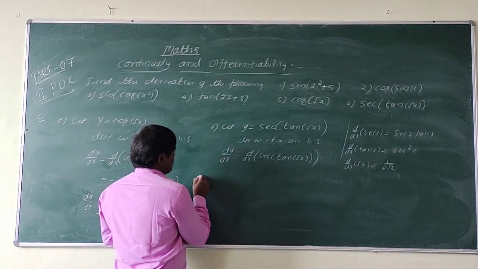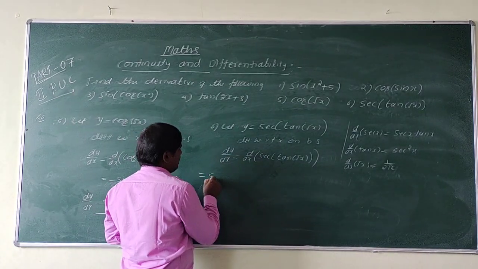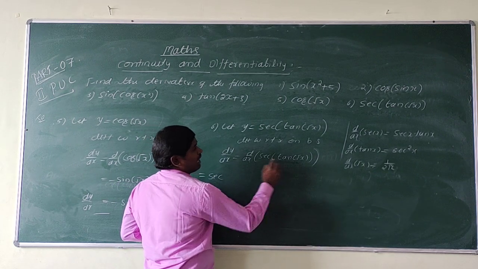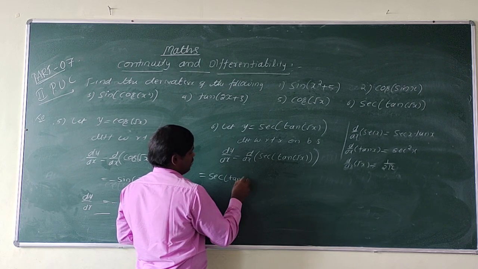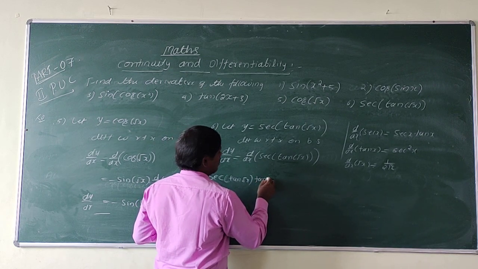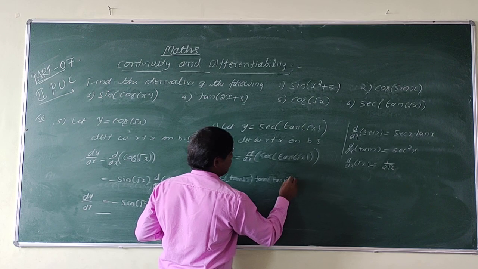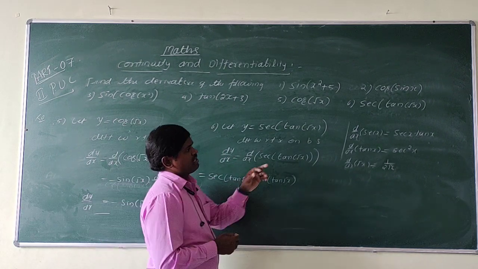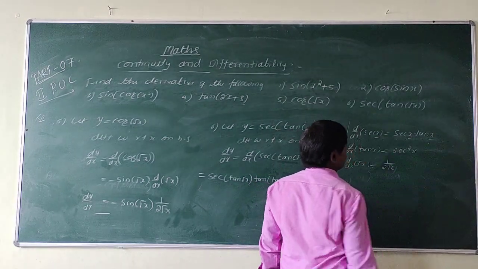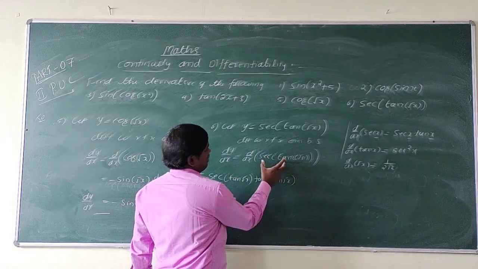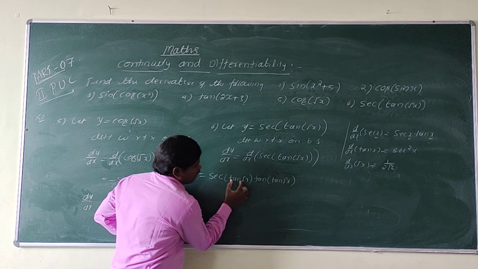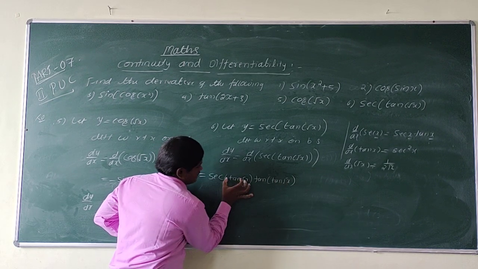So that is equal to secant of tan root x into tan of tan root x. Is it clear? The differentiation of secant x is secant x into tan x. Here x is there, so instead of x, tan root x is there. Therefore in place of x, I am writing tan root x.